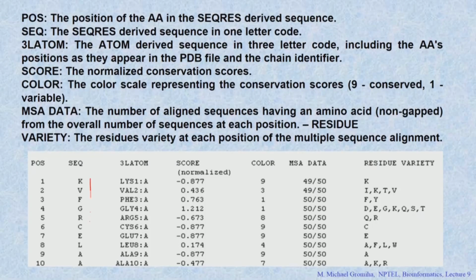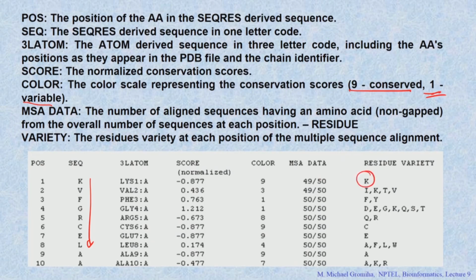Okay, here this is your sequence. Here this is the atom in the PDB file and this is the normalized score, and here they give the color code. So, in the color code they put conservation as 9 and variable as 1. Numbers vary from 1 to 9, 9 is for conserved and 1 is for variable. This is the position in the derived sequence. So, you can see the data.